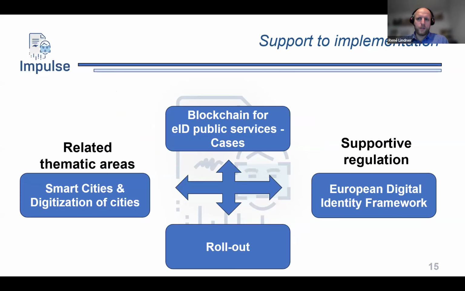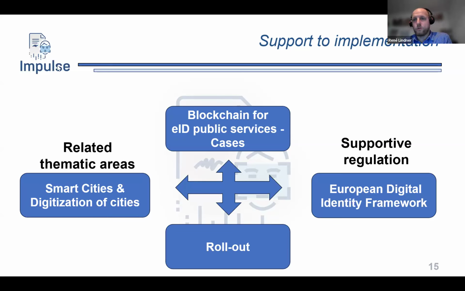Then, to summarize it a bit, you have the blockchain for electronic identity and public services. You have the different cases. You have the different related thematic areas, and one where I'm working now is the smart city and digitalization of cities section, which is a really good field of play for this blockchain methodology. But in principle, as there are so many different fundings for so many different items, we always have to see the whole picture. And that's the reason why the relation to other topics is quite interesting here.